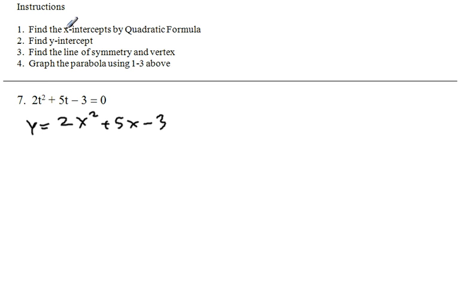First, we're going to find the x-intercepts using the quadratic formula, find the y-intercept, line of symmetry and vertex, and then graph using those 4 pieces. So here we go. For quadratic formula, you have to have that puppy memorized. So go ahead and pause the video and write down as much as you can of the quadratic formula and test yourself. So pause the video and I'll see you in a sec.